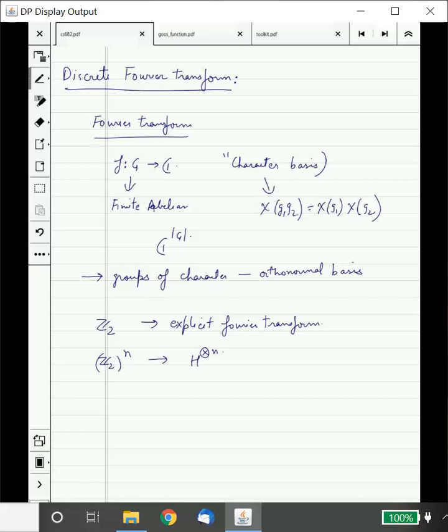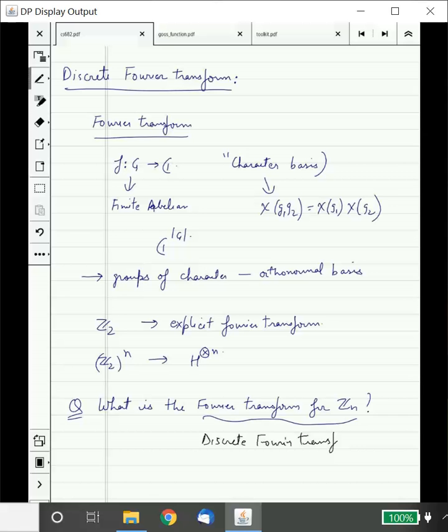We ask, what is the Fourier transform of Zn? This is a slight generalization of Z2, a bigger group, and this is called the discrete Fourier transform or DFT. This has many applications: number theory, complexity, computer science. But let's focus on what DFT is for us.